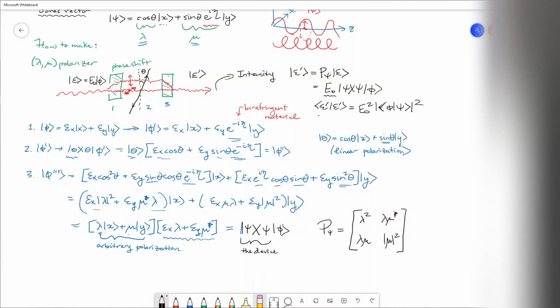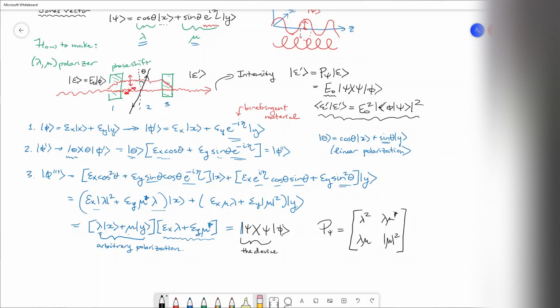So that's how you get the intensity of the light, or for a photon, the probability of detecting the photon as it comes out. Does that sort of make sense so far?